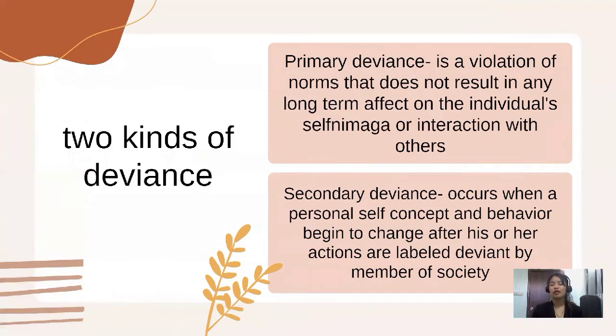Two kinds of deviance. Primary deviance is a violation of norms that does not result in any long-term effect on the individual's self-image or interaction with others. Primary deviance is a direct violation of rules with a direct effect. For example, a person violated traffic rules. As a result, the police will give a sanction fine.